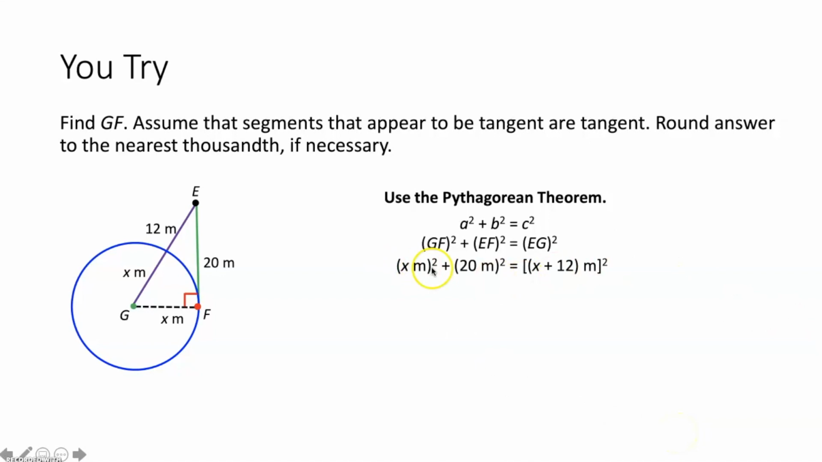Now what I could do is I could square each of these. So X squared is just going to be X squared. 20 squared is going to be 400. And then X plus 12, the quantity squared, is the same thing as X plus 12 times X plus 12, meaning I have to FOIL this.